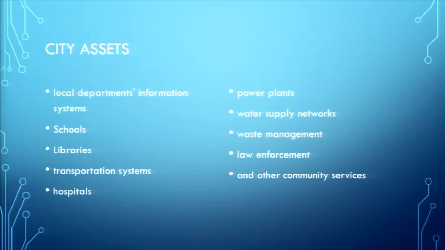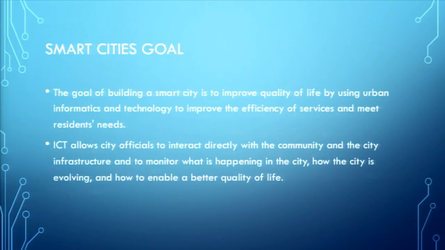So that's this definition. Now, you'll recognize that in a lot of cities, a lot of those things are private organizations that are doing that, not the city itself. So the goal of building a smart city is to improve the quality of life, which is kind of the important thing. Smart cities, it's improving the quality of life and using informatics to improve quality of services. So the ICT allows city officials to interact directly with the community and the city infrastructure to monitor what's going on and how to enable a better quality of life.